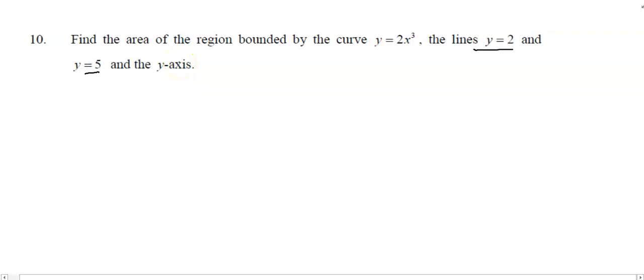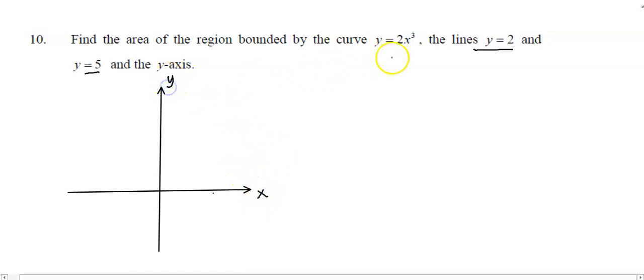So by hook or by crook, you have to sketch the diagram. Alright, you have your x-axis, y-axis, and I'm going to sketch y equals 2x cubed.